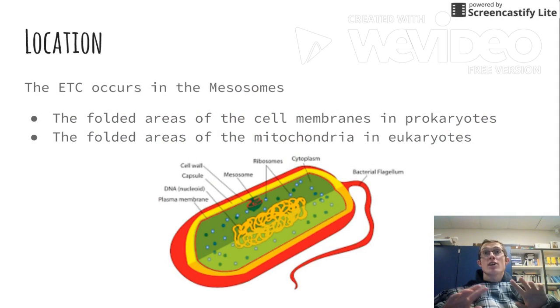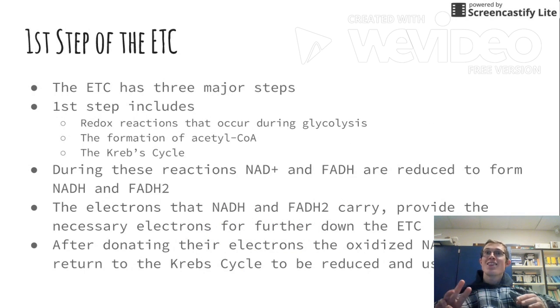The electron transport chain occurs in mesosomes. Mesosomes are folded areas of the cell membrane of prokaryotes and the mitochondria of eukaryotes. The ETC has three major steps to it. The first step includes the redox reactions that occur during glycolysis, the formation of acetyl-CoA, and the Krebs cycle.